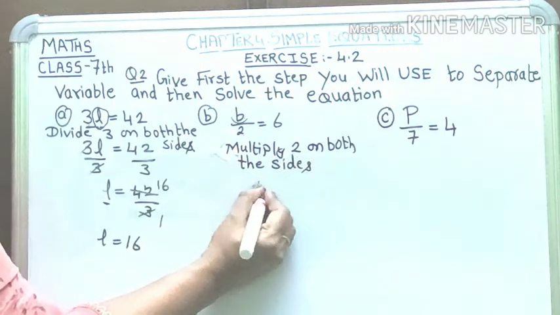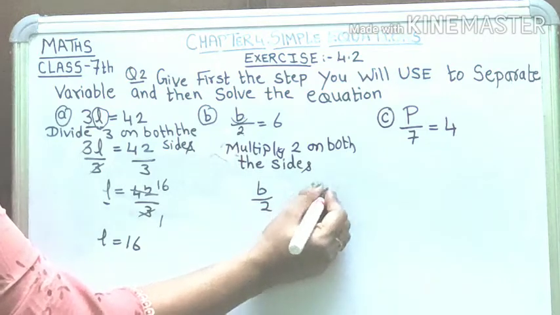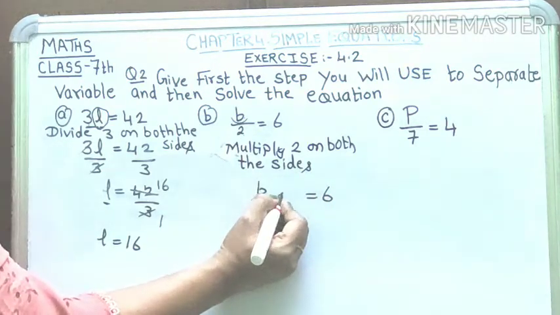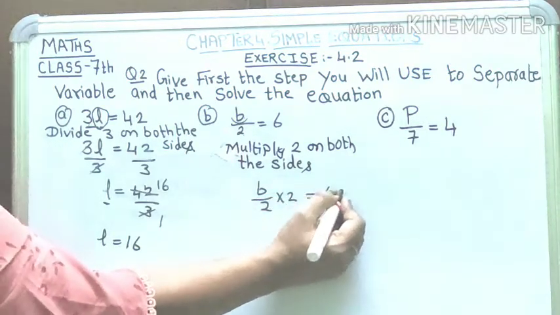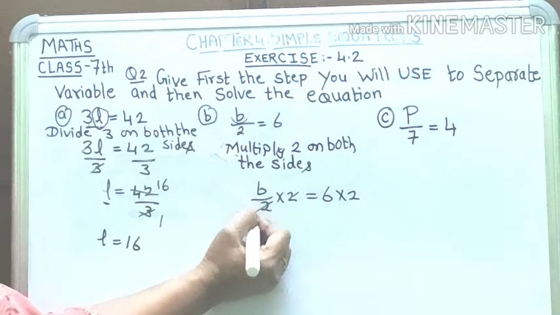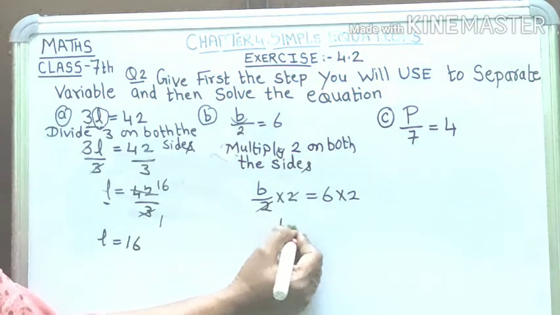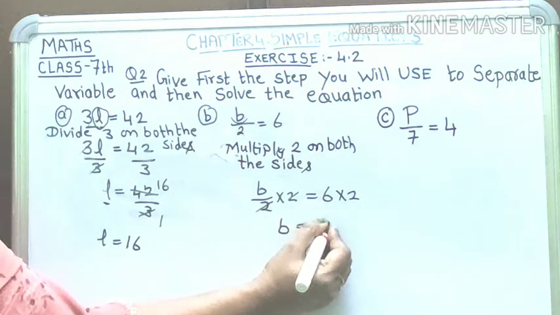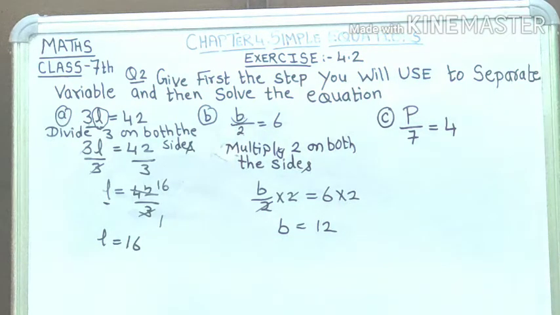Okay. Now B upon 2 is given and 6 is given. So we have to multiply 2 on both the sides. So write multiply 2 and multiply 2, because the operation will be followed on both the sides. एक साइड नहीं करेंगे, दोनों साइड फॉलो करेंगे. 2 and 2 will be cancelled. B. अब ये B सेपरेट हो गया, सिंगल हो गया, and 6 times 2 is 12. So the answer is B equal to 12.